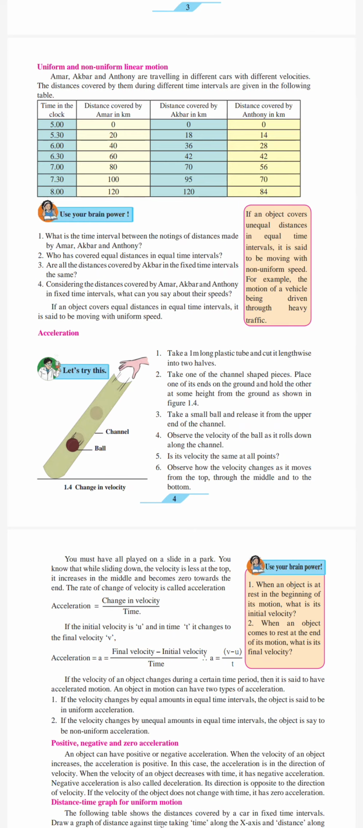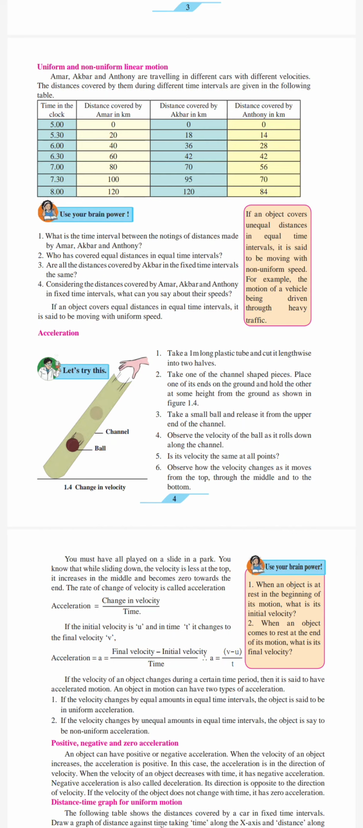Now it is not uniform. The kilometers are changing at every half hour. It is not stable. But in the case of Amar, you will observe that at every half hour Amar is covering 20 km. But in the case of Akbar, from 6:30, 7 o'clock, 7:30, the distances are not the same.